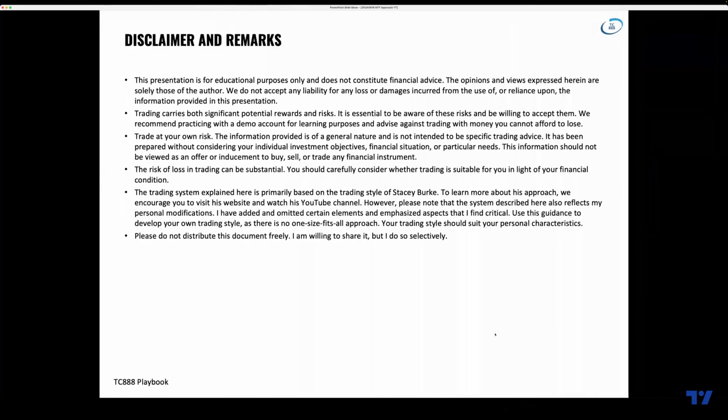This is not financial advice. It's only for educational purposes to better understand Stacey Burke Style's approach.